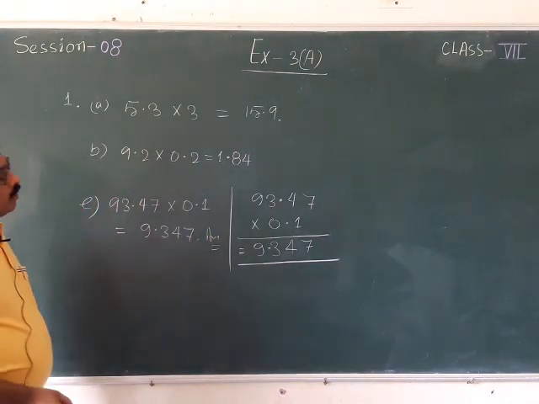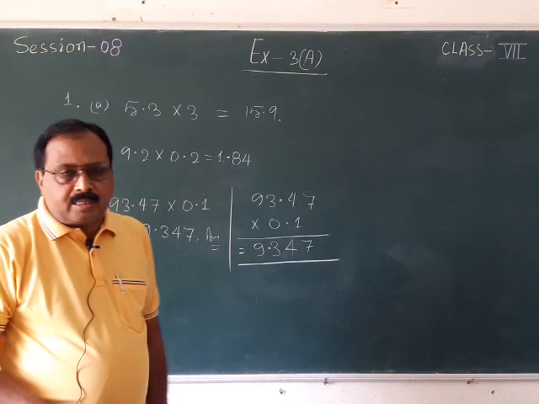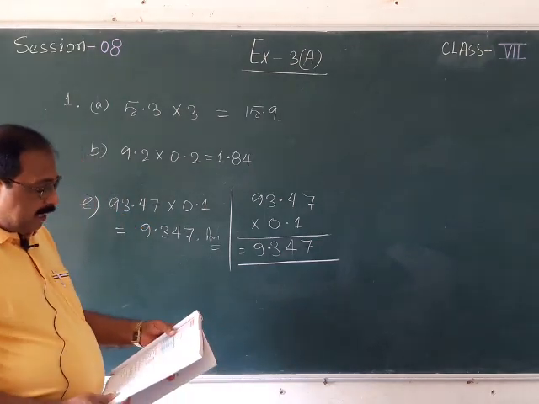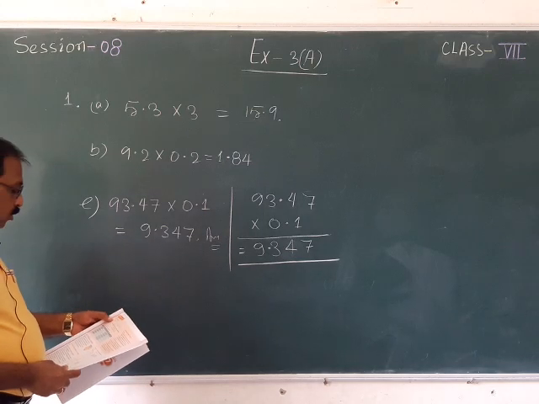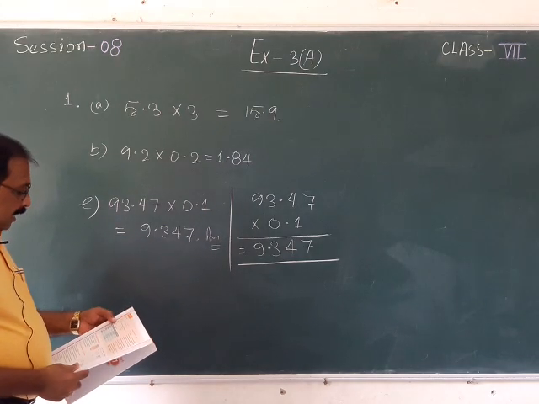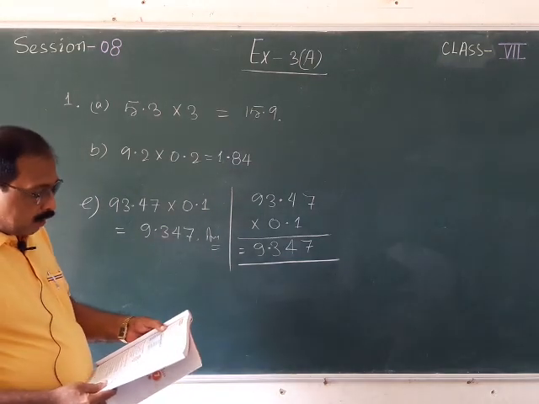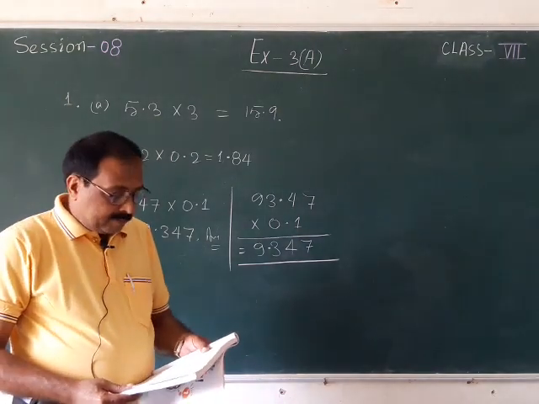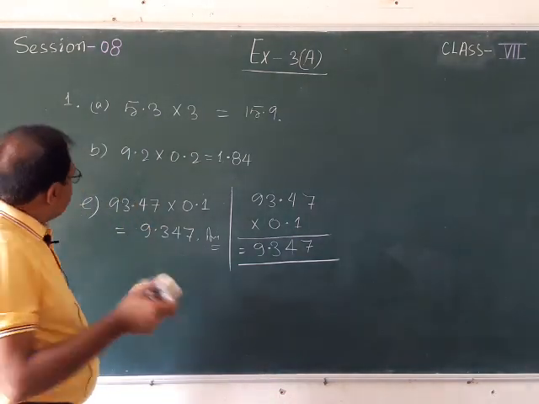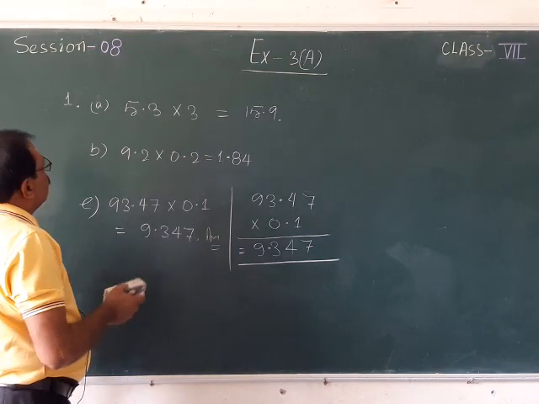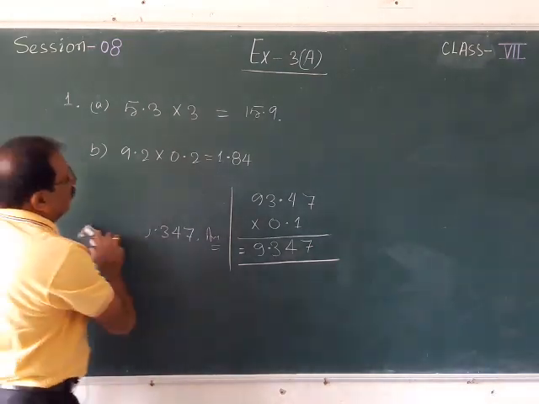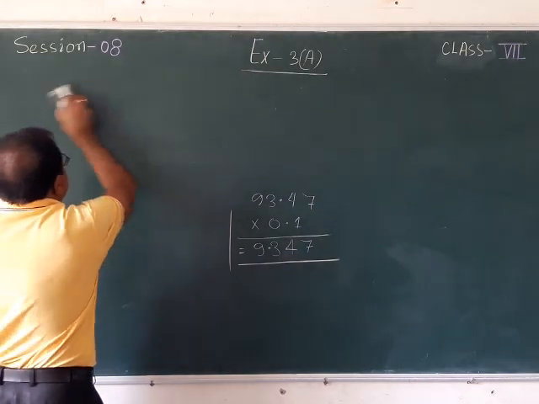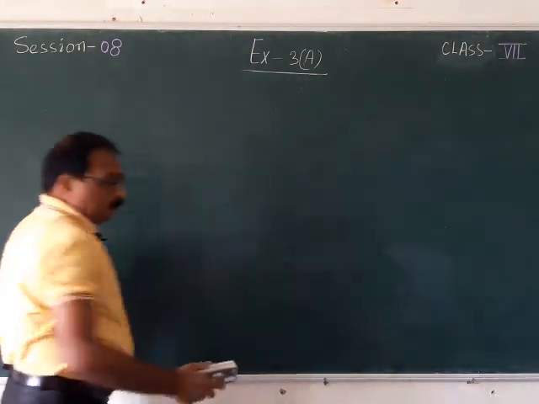So like that you can multiply decimal numbers. I hope you have understood how to multiply, as I have shown you in question number 1. Like that you can do question number 2 also. Again I am showing you question number 2, a few questions I am taking.